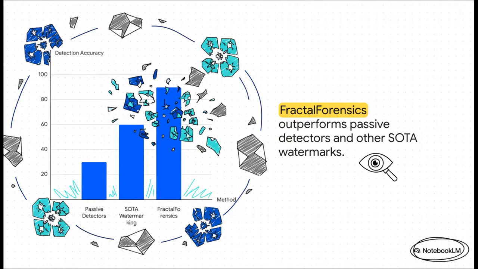And the results really speak for themselves. The experiments show that fractal forensics isn't just good at localization, it also blows existing methods out of the water in pure detection accuracy. The data is clear. It's significantly more accurate than both the old-school passive detectors and even other leading state-of-the-art watermarking techniques.